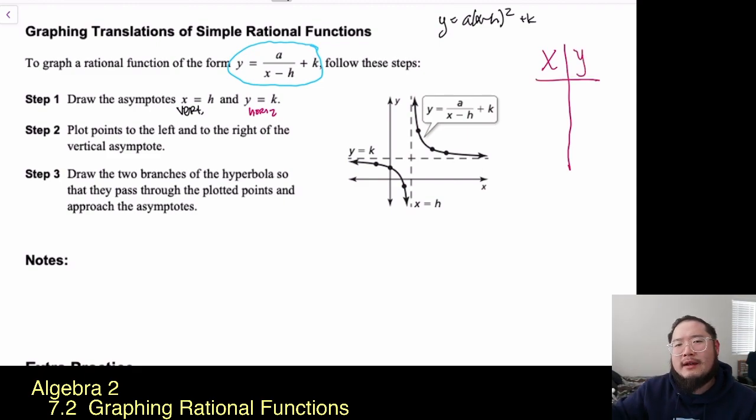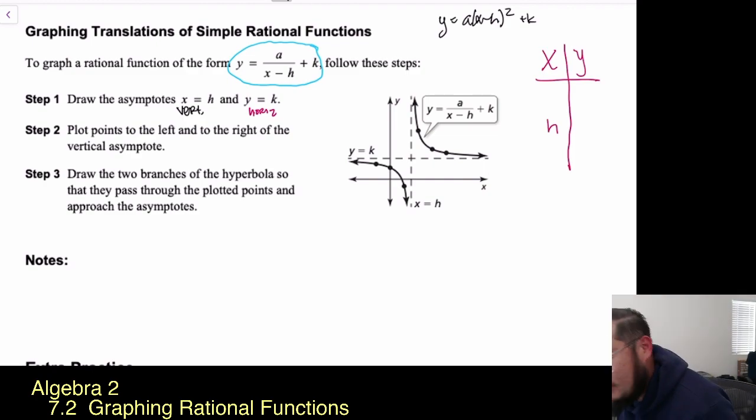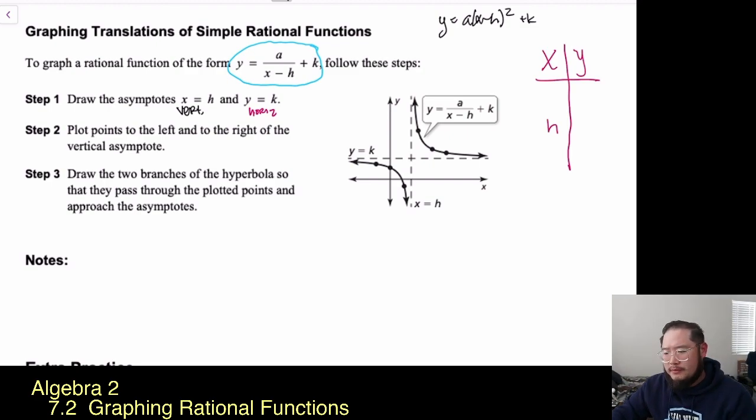And then you're going to add, h plus 1, h plus 2 would be the higher numbers. H minus 1, h minus 2 would be the lesser numbers. So you get both sides of the asymptote, and then you can draw your curve or your branches for the problem. Okay, and then so step 3, draw the two branches of the hyperbola.